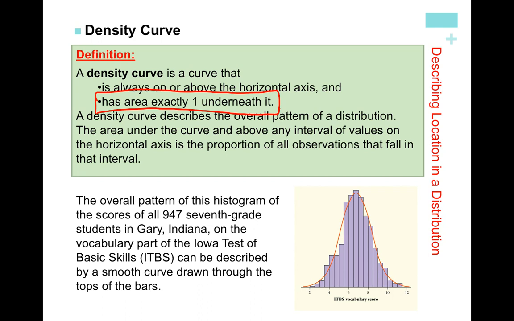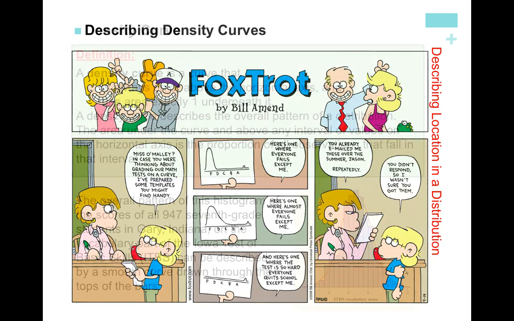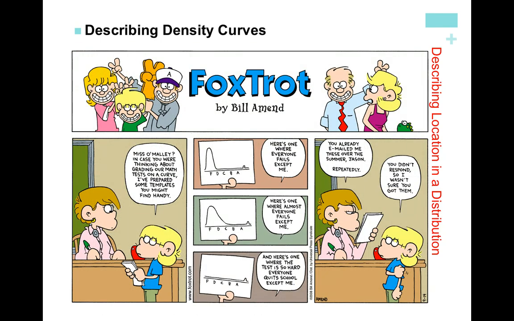Here is an example where we have a histogram of students' vocab test scores, and over top of it, this red line, that smooth curve, is our density curve. We've been doing that when we were making dot plots and that sort of thing in chapter 1. We're now just going to call it a density curve and move forward with some of the properties of the curve. So here's a little comic for you.